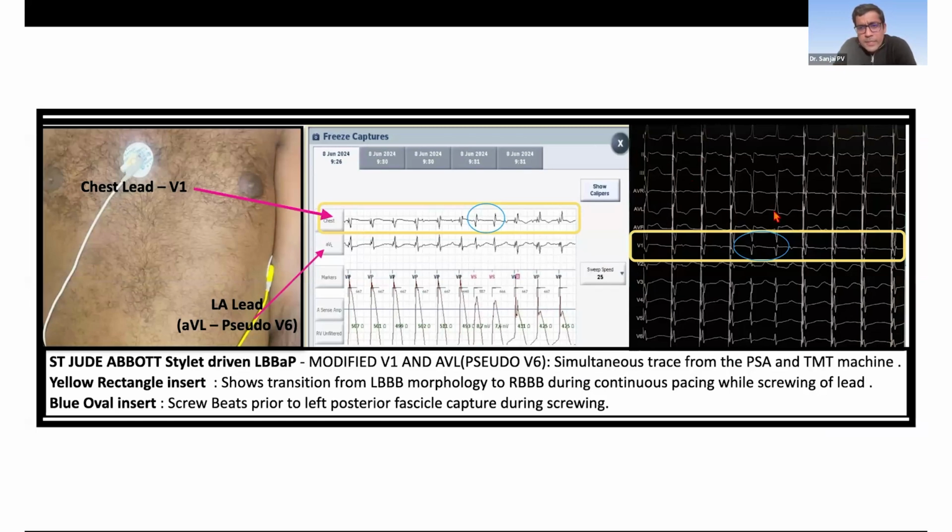This was the 12 lead treadmill ECG, and this was what we saw on the PSA. This is how the PSA was set up: you had the chest lead, you had the AVL here. As rotations were being given on continuous pacing, you can see real-time impedance monitoring. You can see 2 beats. These are V-sense beats, and these were the typical screw beats of the RBB morphology. And then you had the change in the pacing from an LBB to an RSR pattern, which again corresponded in the 12 lead ECG as well.